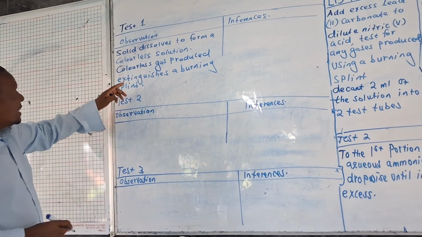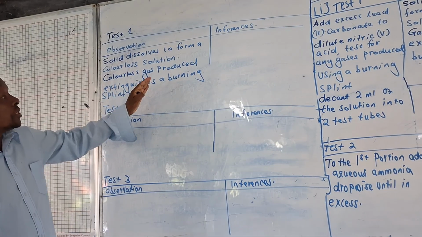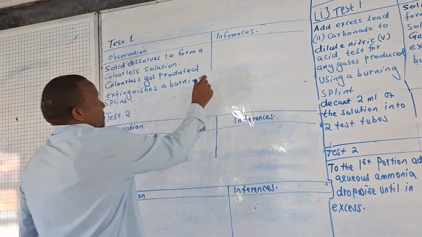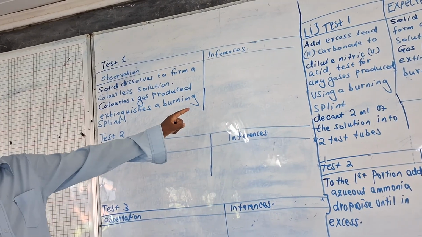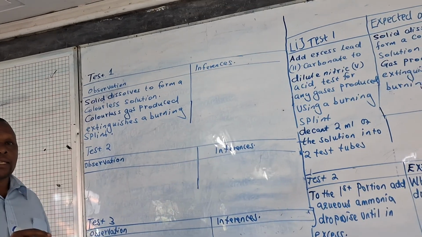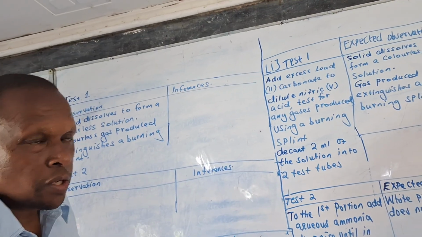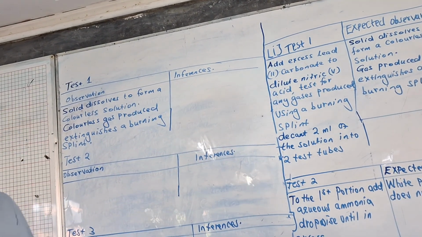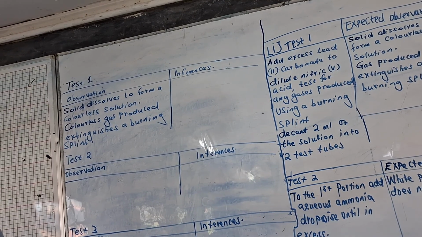Okay, so this colorless gas that is produced and extinguishes a burning splint is which gas? Carbon dioxide. So do we write carbon dioxide present or carbonate present? Carbonate. It is carbonate present. We actually indicate the source of the carbon dioxide. Are we together? Yes. The carbon dioxide is from the carbonate.